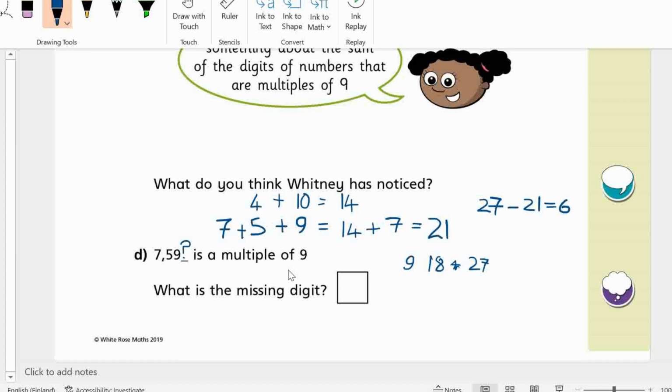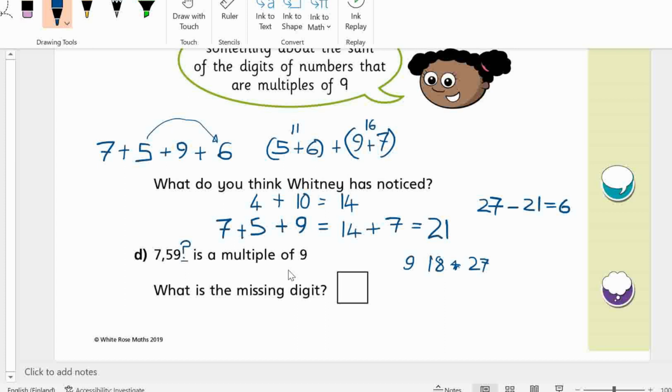Let's just check. So 7 plus 5 plus 9 plus 6. Okay. Now, we can combine 5 and 6 to make 11. So that makes 11. And then if you want to make it into a 10, you could put the 1 here. So let me make it simple. 5 plus 6 is 11. Plus 9 plus 7 is 16, yeah?